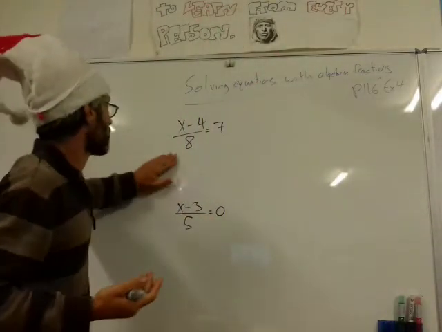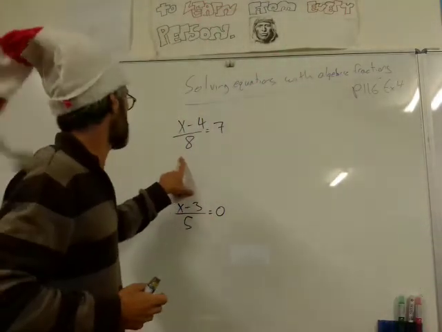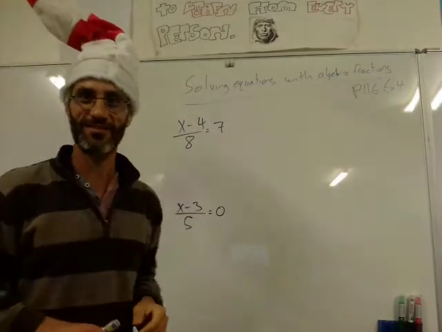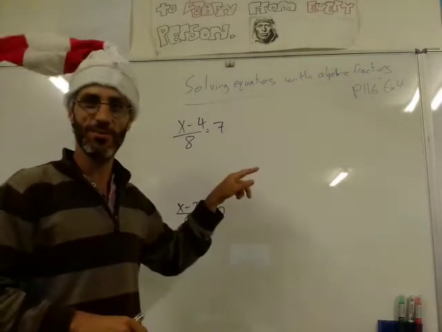Okay. So we've got a fraction, x minus 4 over 8. I'm just going to make it high up so it doesn't interfere with that little funny hat. Okay. Ooh, that is a bit funny.